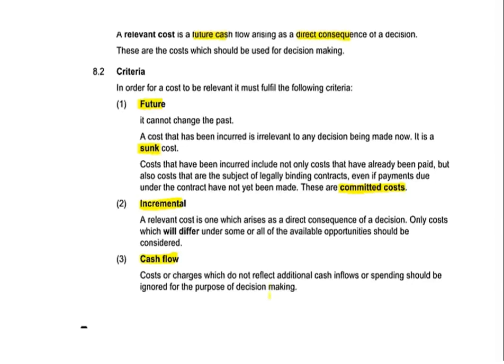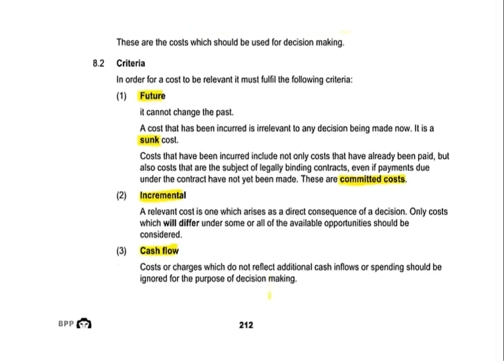The second criteria then is looking at incremental costs. So these should go up as a result of the decision, and we want to think about increases. So for example, we may be incurring our fixed overheads anyway, so we'd only want to look at incremental fixed overheads if perhaps we had to rent some additional space.